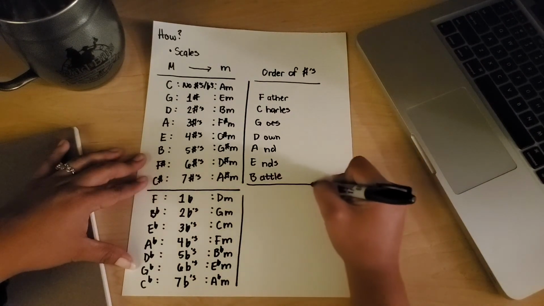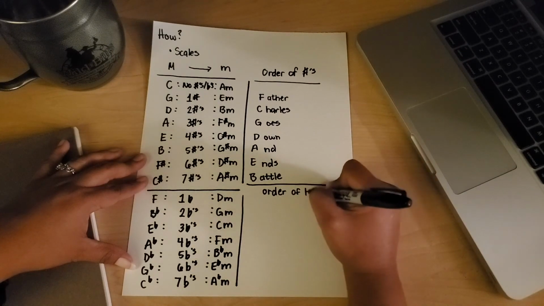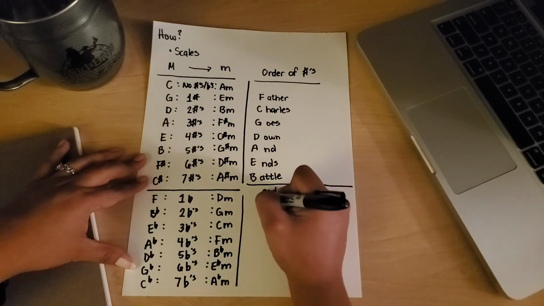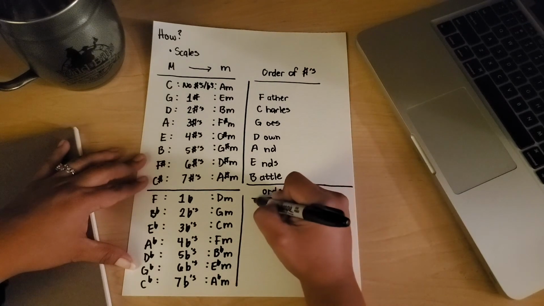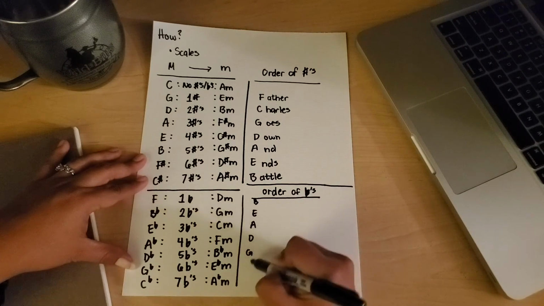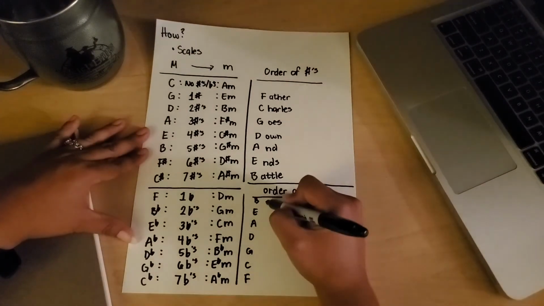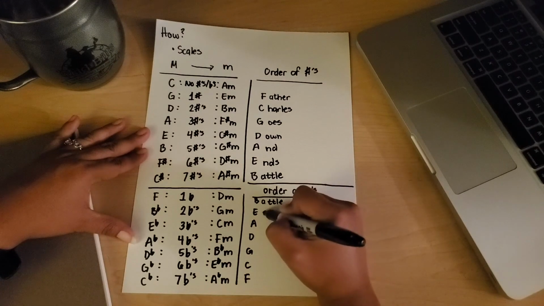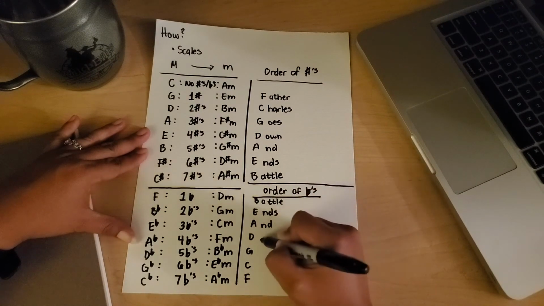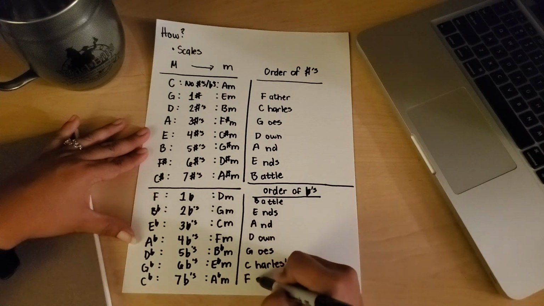So let's move on to the order of flats. The order of flats is fairly similar, and you'll see the difference is that it's just backwards. So we start with B, E, A, D, G, C, and F. And the phrase to remember the order of flats is Battle Ends And Down Goes Charles's Father.